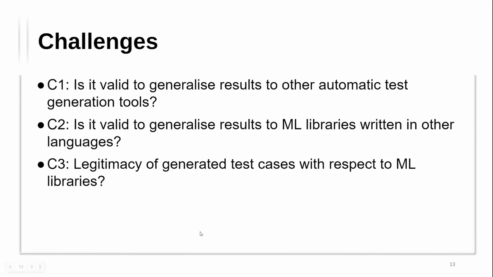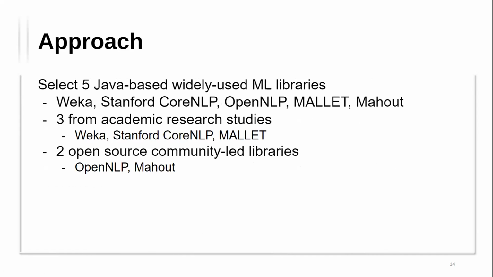Okay. So finally, we get to the approach, what the authors did to look into the research questions they mentioned earlier. As mentioned before, the authors selected 5 Java-based machine learning libraries that are widely used. In order to get a comprehensive spread, they chose 3 from academic research studies and 2 from open source community-led libraries. In their opinion, this will allow them to see whether there are any differences between libraries maintained by academics versus those led by the open source community.